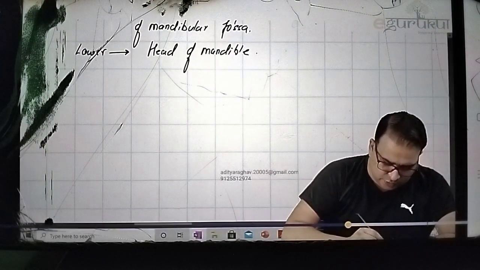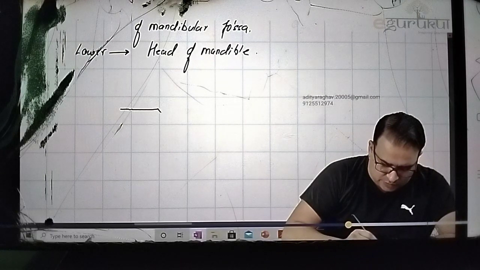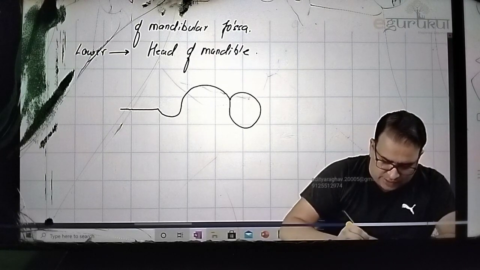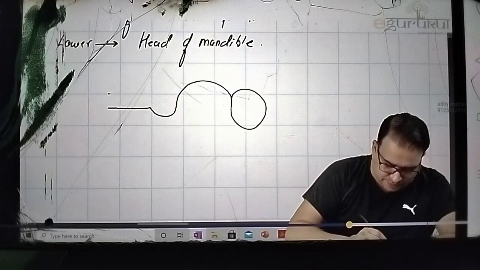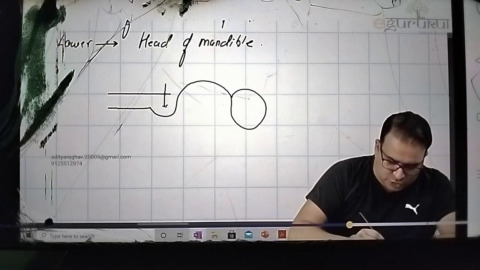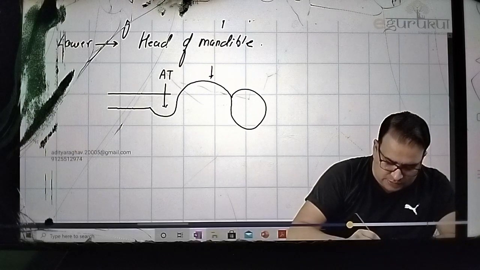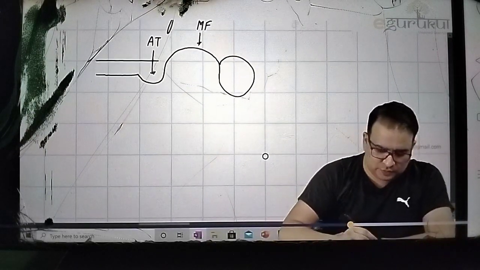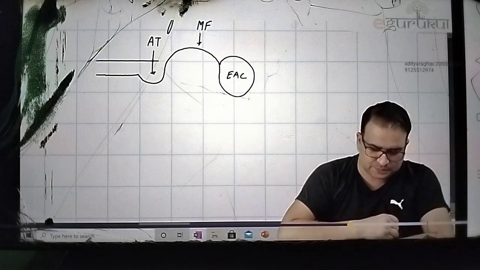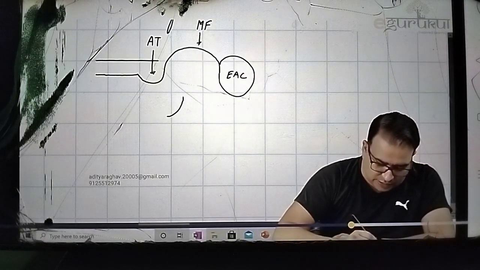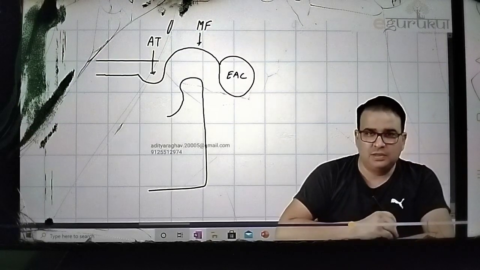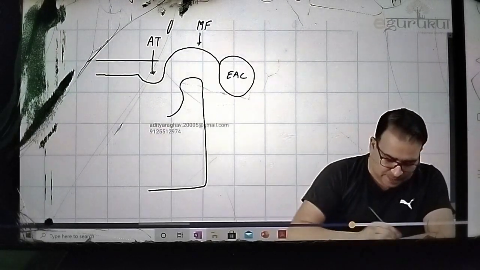If I just quickly draw it for you, because obviously you have to draw it in the exam also. This here is the articular tubercle, below is the mandibular fossa. That is the external auditory canal. I'm writing in short: that is the articular tubercle and this is the mandibular fossa, and this of course is the external auditory canal. Lower articular surface is the head of mandible. I'm purposefully drawing it slightly away so that I can show the structures inside. That's the head of the mandible.